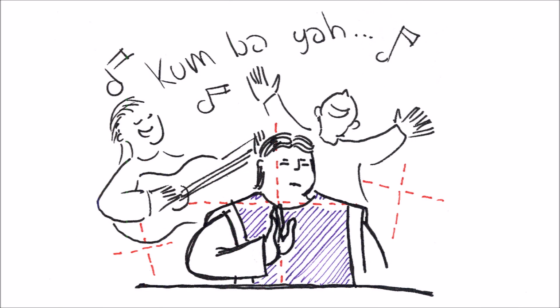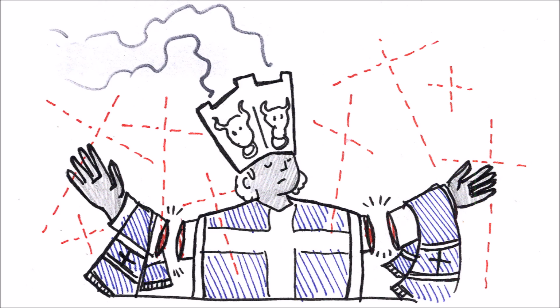In the new form of the Old Mass, priest makes the sign of the cross 52 times during the service. Weakling. In the old form of the Old Mass, priest makes the sign of the cross a whopping 367 times. Why not 365? Because Christ is risen from the dead.